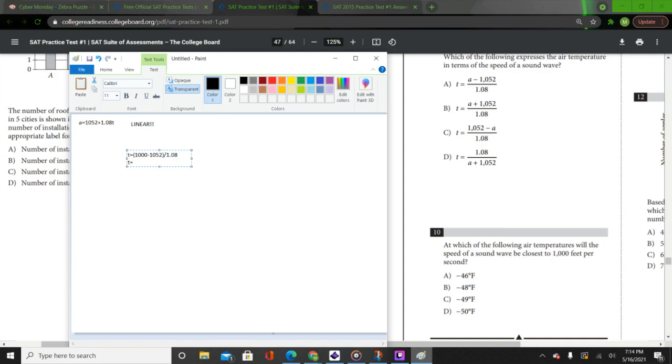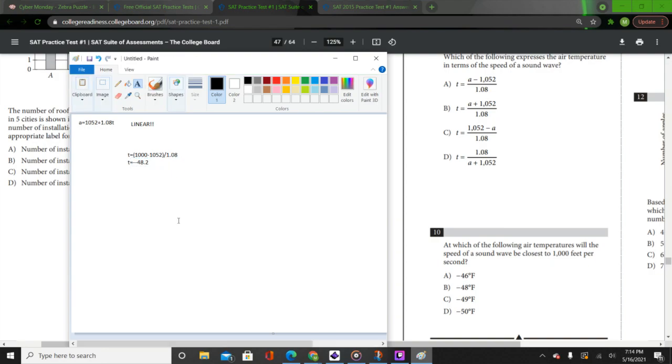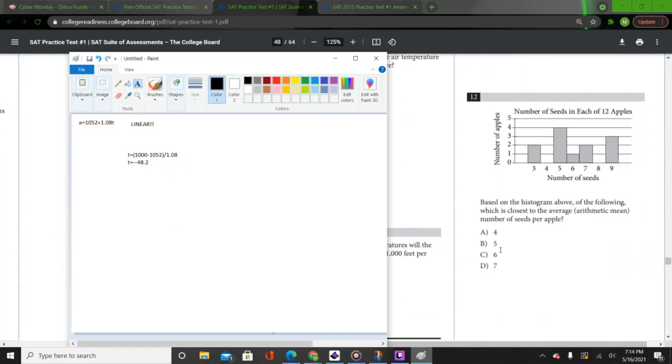Negative 48.18, and all that jazz. But we don't care about that. Let's round it. That's closer to negative 48. And you can't really see the negative, so I'll double it up. You get the point. But yeah, negative 48, and that's choice B, and that's the correct answer.